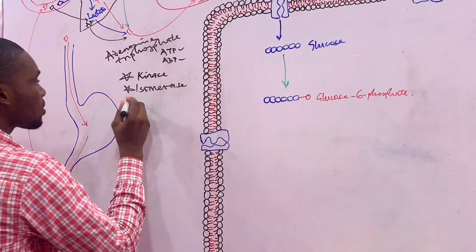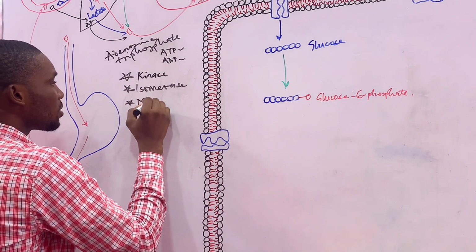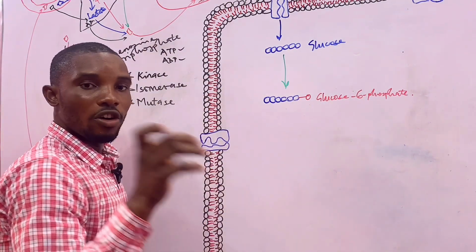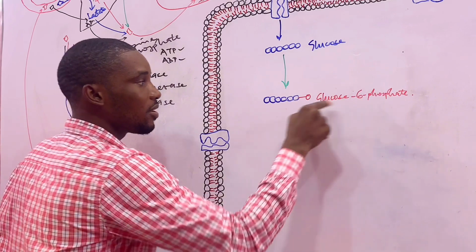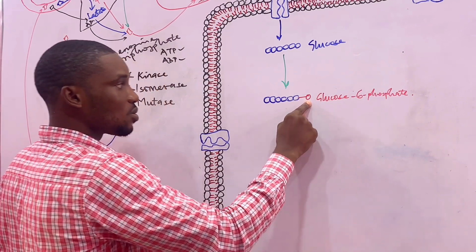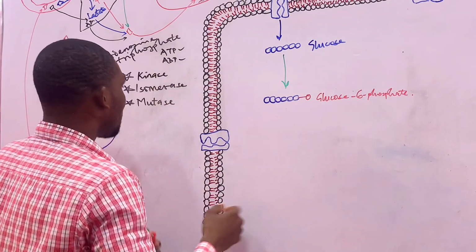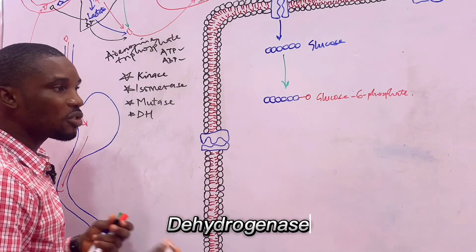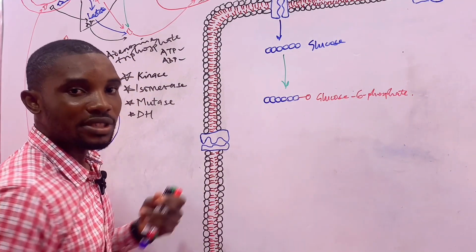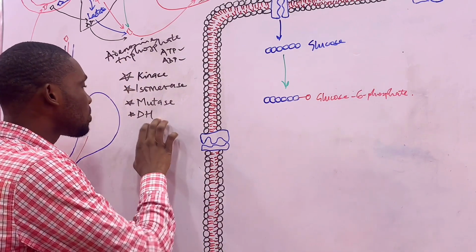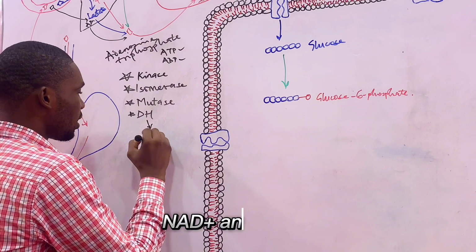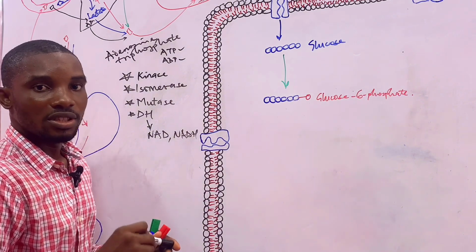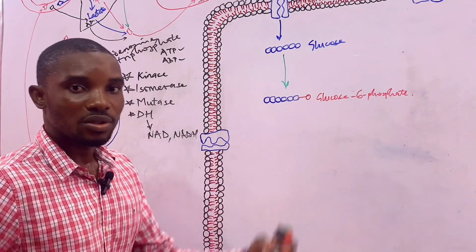Now, let's talk about the other ones you see. You see mutase. A mutase just affects the structure of one functional group. Let's say a phosphate from glucose 6 to glucose 4, for instance. Now, let me tell you another one. This is a dehydrogenase. Dehydrogenase carries out reduction oxidation reactions. Okay, so it uses NAD majorly, NAD and NADH. So the dehydrogenase uses NAD, NADH to carry out redox reactions.